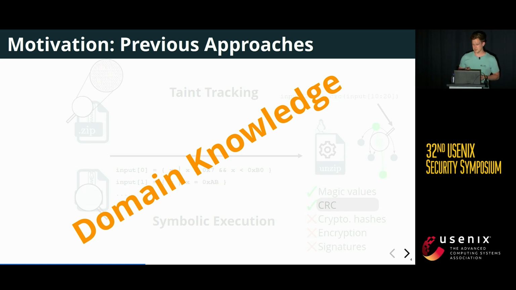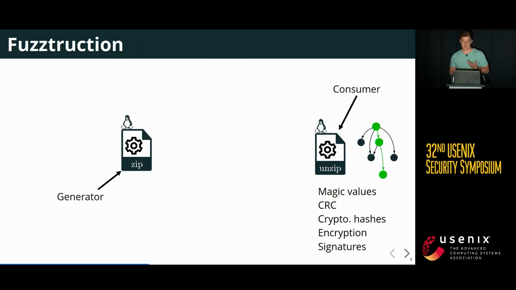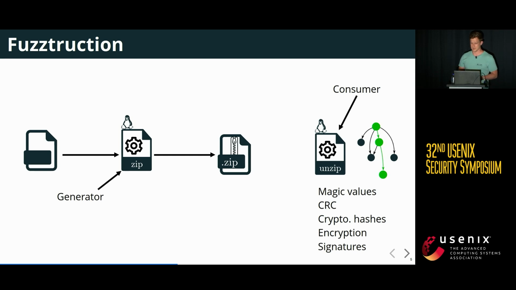Based on this observation, we had the idea to instead use domain knowledge that already exists in programs, and therefore we are replacing the normal fuzzing engine with a second program we call the generator. The generator is, in this case, zip, because we are targeting the program unzip, and zip is able to produce perfectly valid inputs for the target application. If we are now providing input to the zip application, we can execute it, and we are getting a perfectly valid zip file, and this zip file can then be presented to the target application.